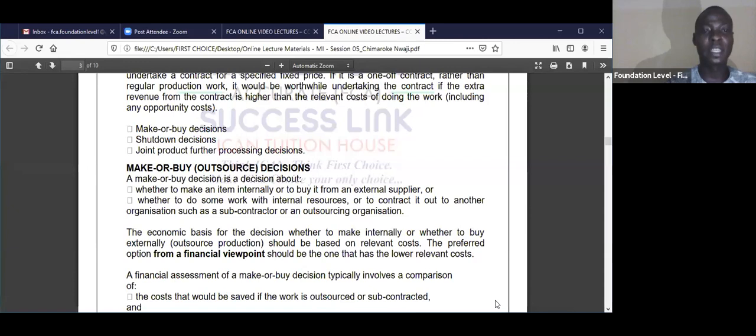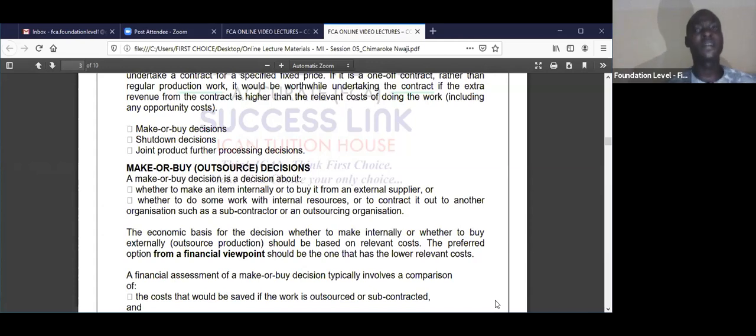Now, what is make or buy? Now, look at the name. You make or you buy. This shows you decisions you could take. So you have a decision either to make something internally or to buy it from an external supplier. Let me give you an example. You want to make soft drinks. You have the capacity of making soft drinks. You can either make these soft drinks or you go outside there and buy them.